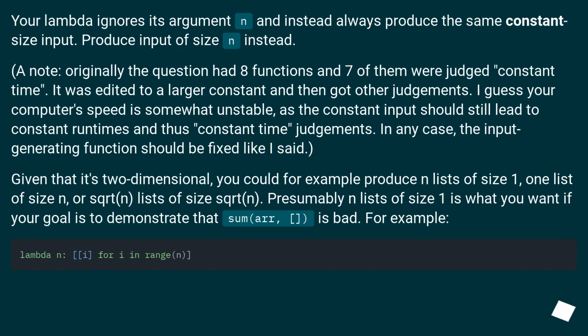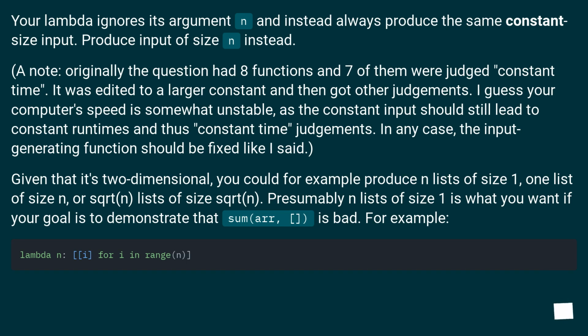Your lambda ignores its argument n and instead always produces the same constant size input. Produce input of size n instead. A note, originally the question had 8 functions and 7 of them were judged constant time. It was edited to a larger constant and then got other judgments. I guess your computer's speed is somewhat unstable, as the constant input should still lead to constant runtimes and thus constant time judgments. In any case, the input generating function should be fixed like I said.